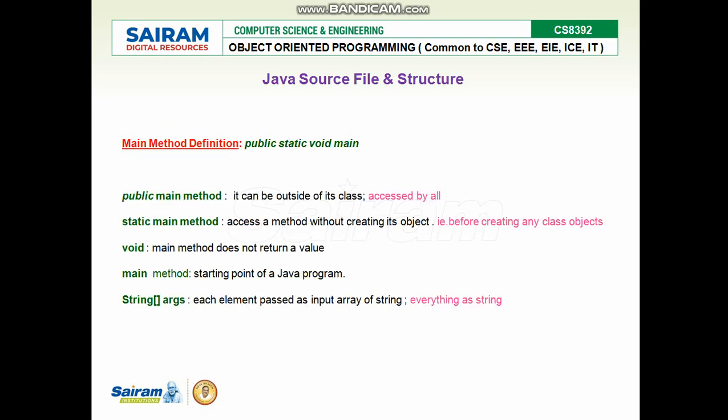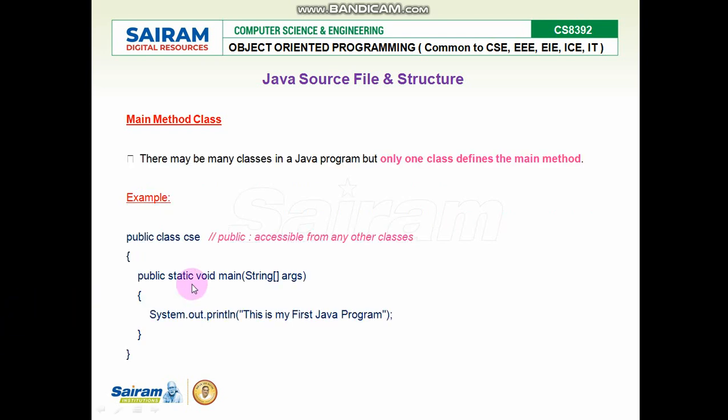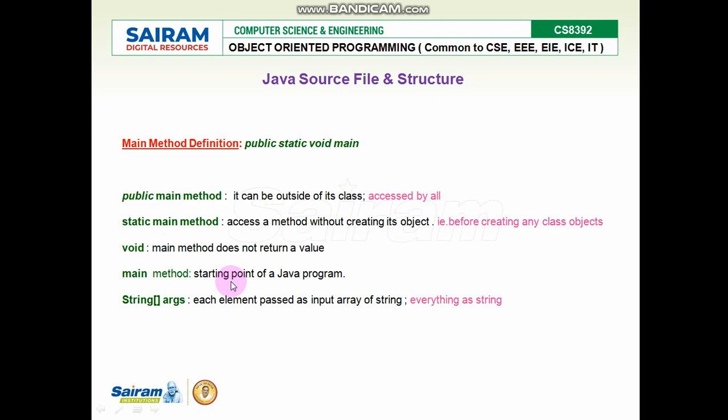We'll see the main method definition in detail. The main method is defined as public static void main. We'll see what is the use of public, what is static, what is void, and what is main in detail. Public main method means the public main method can be accessed outside the class, or it can be accessed by all. That is why we are defining the main method as public.